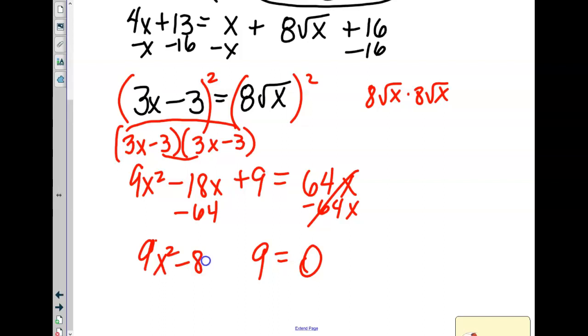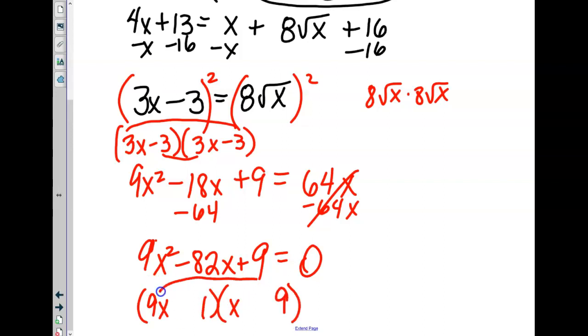It's 9x squared minus, is it 82, guys? 64, yeah. 72, 82x. Ooh, I think we might be good. If we do 9x here and 1x here and put this 9 here and this one here, won't that give us 81? And one more would be 82, and it turns out, okay.